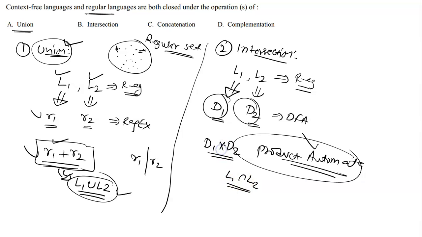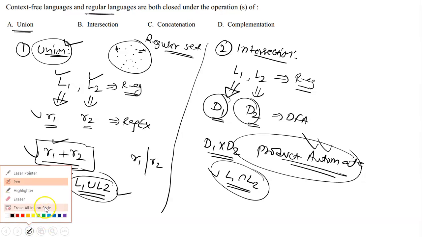So you can see that if we have two DFAs, D1 and D2, then using product automata you can construct a DFA for L1 intersection L2, and hence you can say that L1 intersection L2 is regular, because for L1 intersection L2 we have a DFA. So this is the proof that the set of regular languages is closed under the intersection operation also.